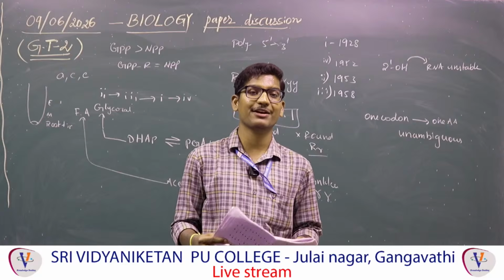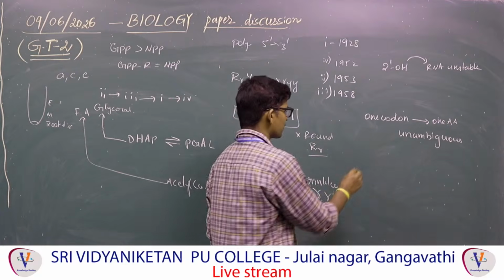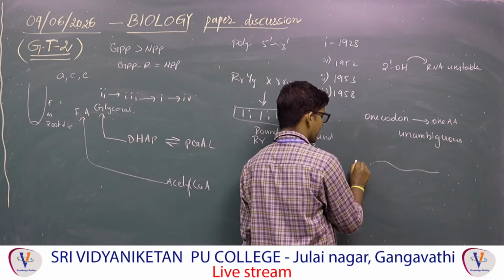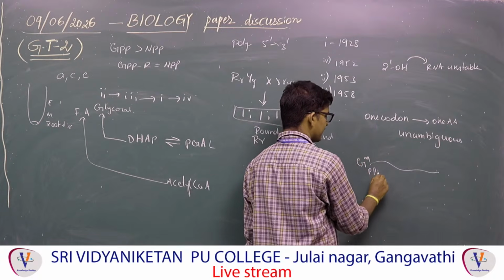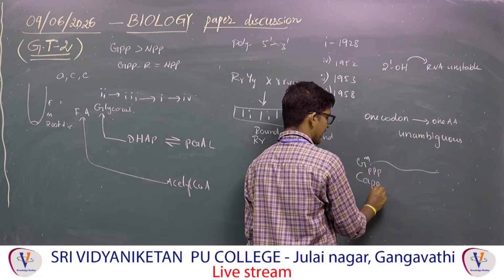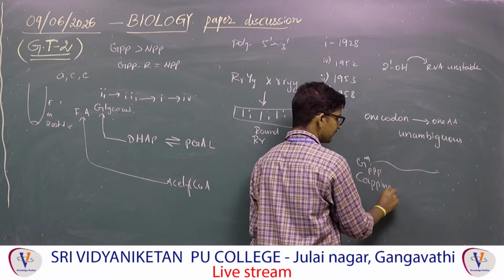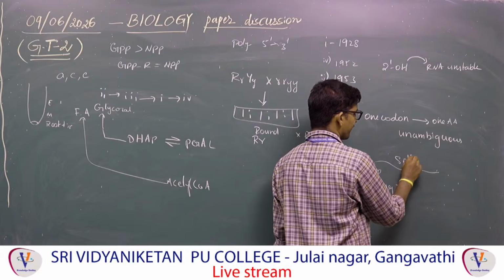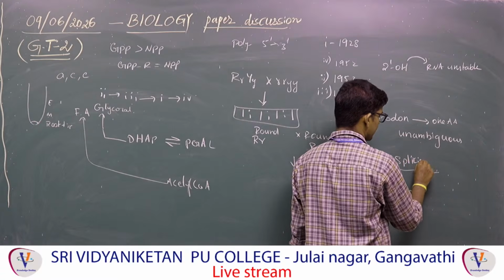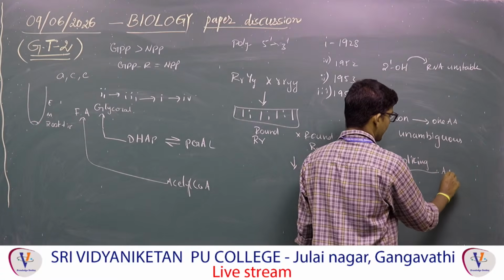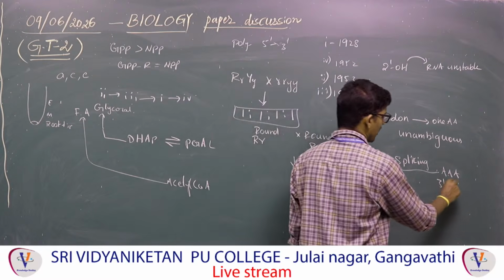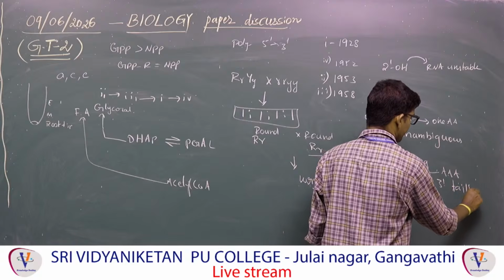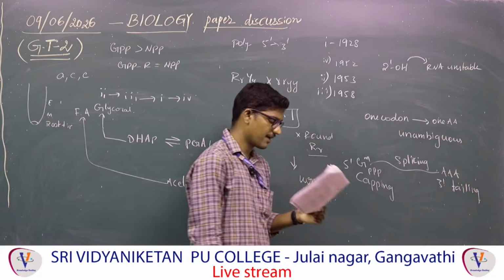hnRNA at the 5' end, what is happening? Capping. Suppose this is the hnRNA, at the 5' end, methyl guanosine triphosphate is added. This process is called capping. In the middle, removal of introns and joining of exons is called splicing. Addition of a poly A tail at the 3' end is called tailing. After these three, hnRNA will become mRNA.